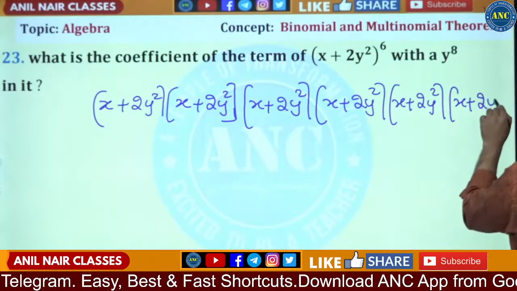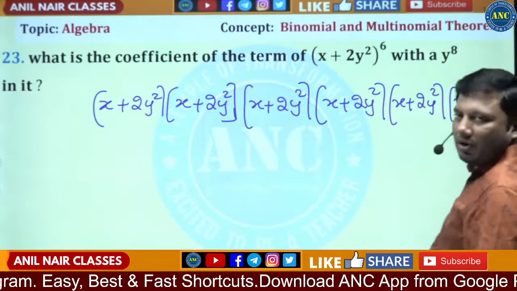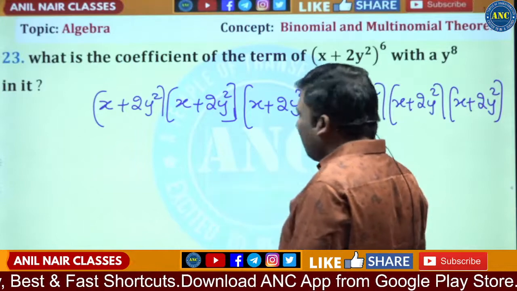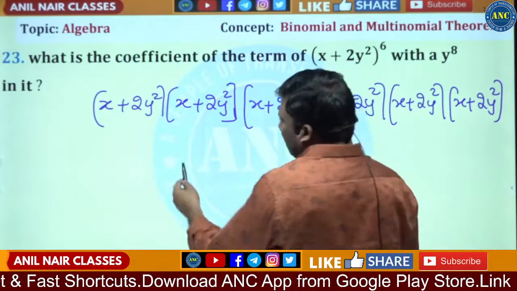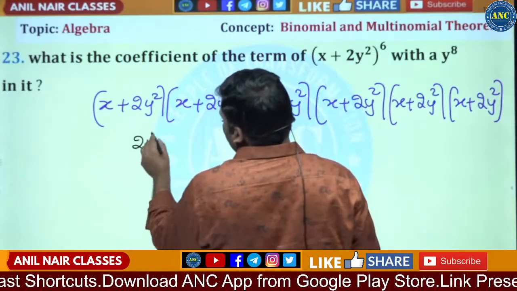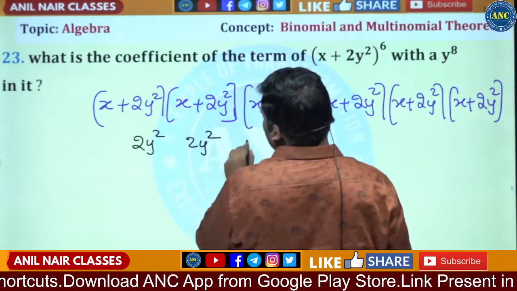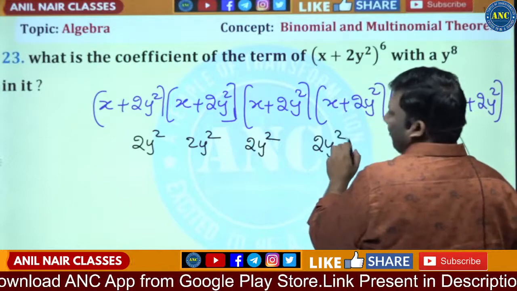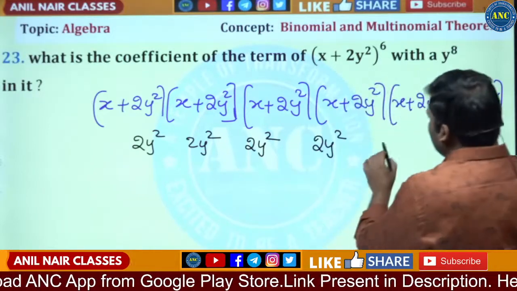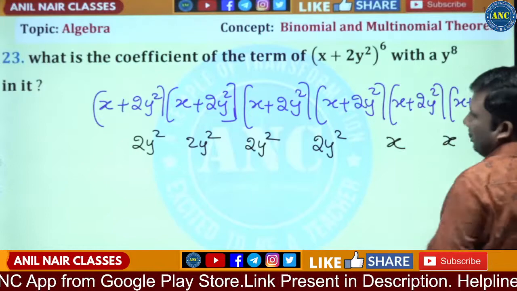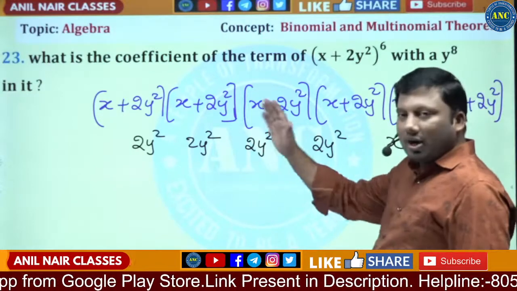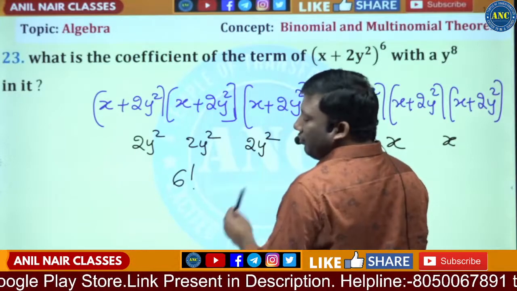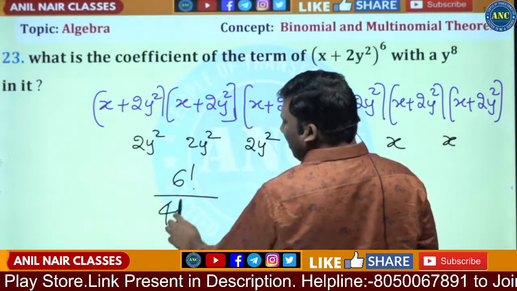What do we require in this product? y^8 we require. How will we get y^8? I can take 2y^2 from here, 2y^2 from here, 2y^2 from here, 2y^2 from here. If I do the product, I will get y^8. I will take x from here, and x from here. That means out of 6 factors, any 4 factors I will take 2y^2.